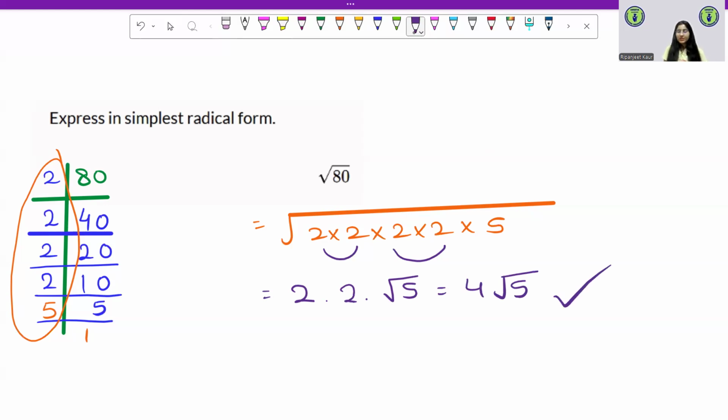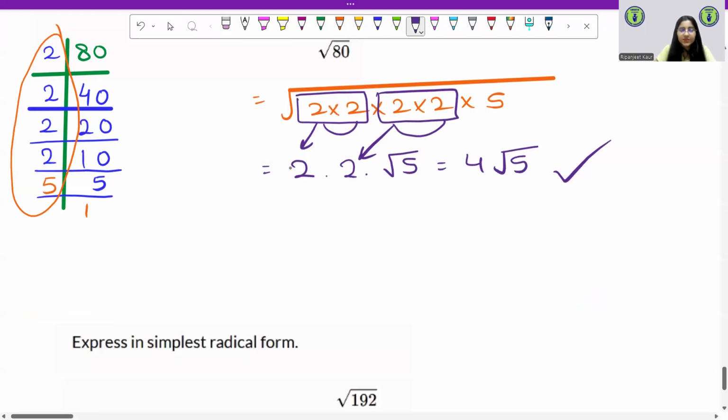Any question in any part? What happened to the other pair? Because there were two pairs. Yeah, so there was one pair. Out of one pair, this 2 came out. Out of this pair, this 2 came out. Anything else? No.